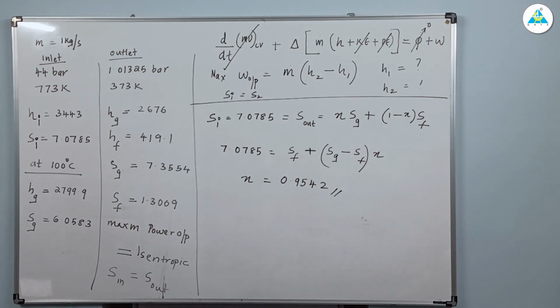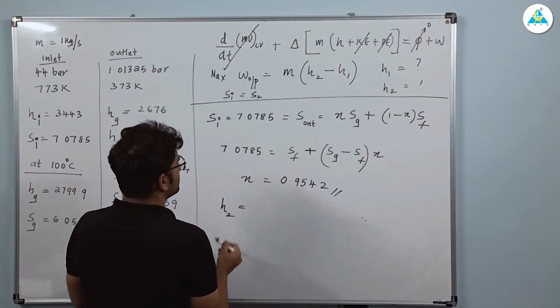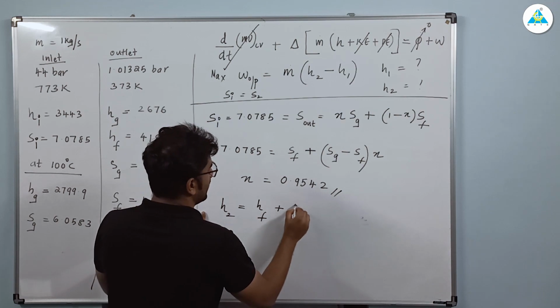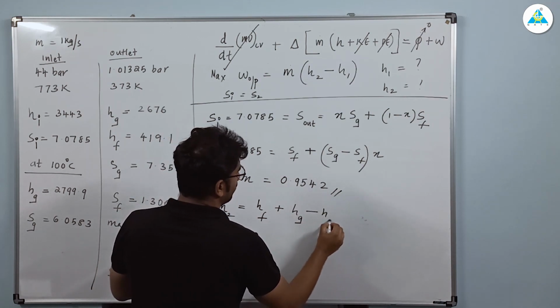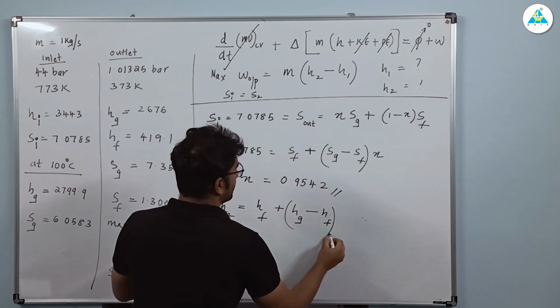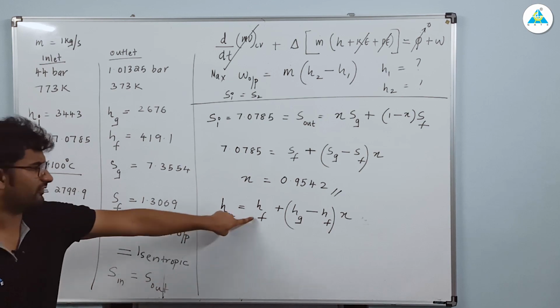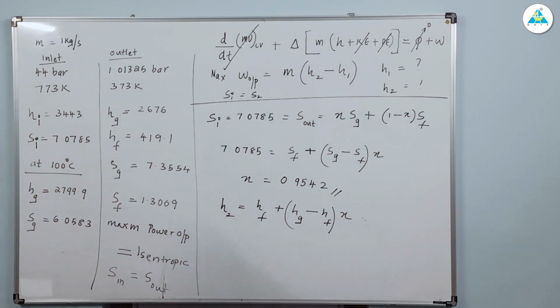It's very simple, right? How to find the enthalpy at the outlet, that is H2, that is the same equation: enthalpy of liquid plus enthalpy of gas minus enthalpy of liquid, multiplied by X. Every value is given. What is HF? HF is there, 419.9. What is HG? HG, for that they have given a value, HG at 100 degrees Celsius.